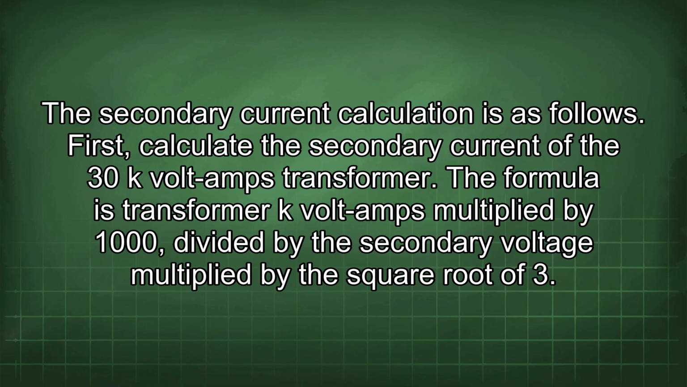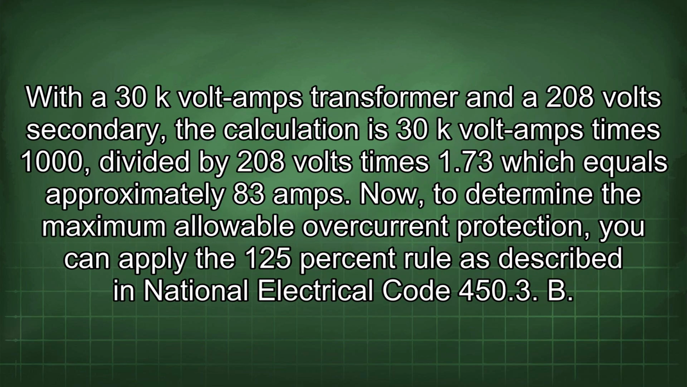First, calculate the secondary current of the 30 kVA transformer. The formula is transformer kVA multiplied by 1000, divided by the secondary voltage multiplied by the square root of 3. With a 30 kVA transformer and a 208 volt secondary, the calculation is 30 kVA times 1000 divided by 208 volts times 1.73, which equals approximately 83 amps.